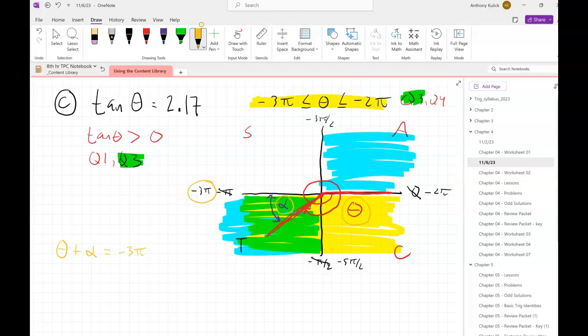This is wrong. Let me explain to you why it's wrong. It's wrong because theta is a negative number. Negative 3 pi is more negative than theta, correct? To make theta get to negative 3 pi, we don't want to be adding alpha, which is always a positive number. We need to be subtracting, because we need to be making theta more negative.